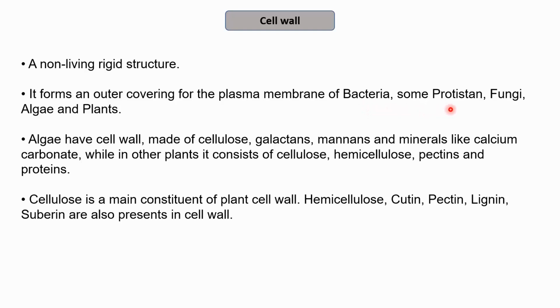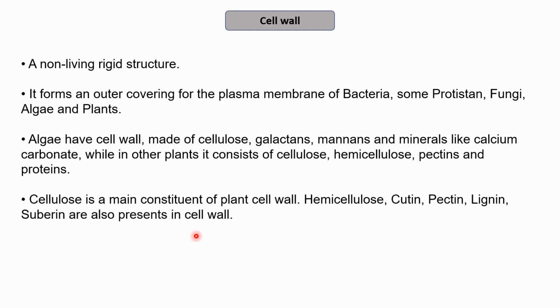In some protistans and in fungi, a cell wall of chitin is present, and it is also present in algae and plant cells. Algae have a cell wall made up of cellulose, galactans, mannans, and minerals like calcium carbonate, while in other plants it consists mainly of cellulose, hemicellulose, pectins, and proteins. For the plant cell wall, cellulose is the main constituent. Hemicellulose, cutin, pectin, lignin, and suberin are also present in the cell wall of plants.